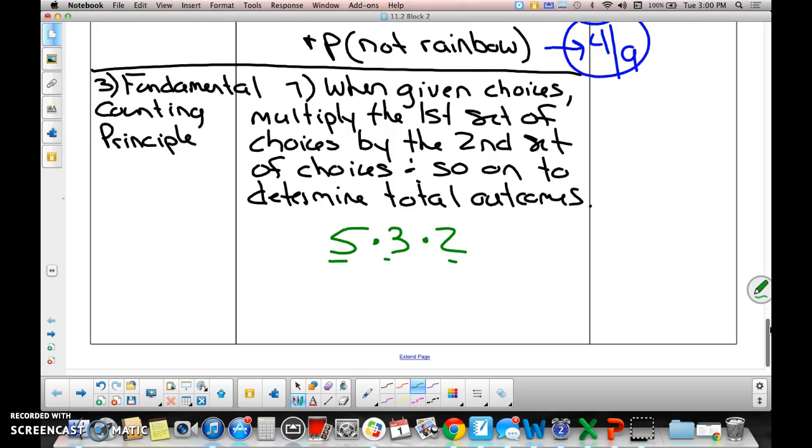Aiden. 30 outcomes. 5 times 3 is 15, times 2, I would have 30 different choices, right? Now, if I said, give me the probability that I would have chocolate pie with one of my choices, would you need to create a tree diagram? Yes. Did I ask for the probability of a chocolate pie in this particular instance? No, so would the fundamental counting principle be okay? Good. Any questions?